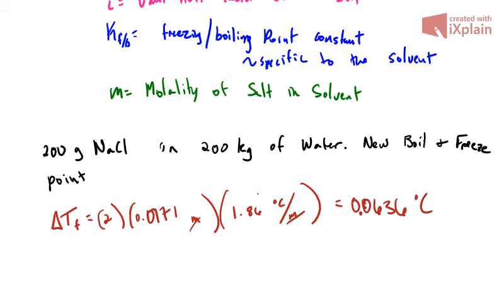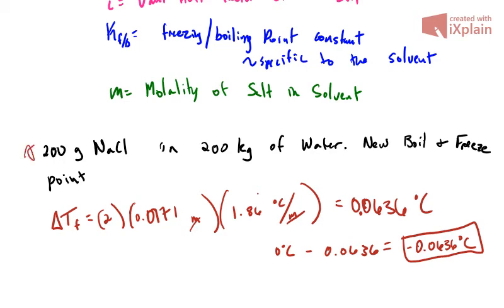Now that is the change to the freezing point, and we know it is a freezing point depression. The freezing point of water is 0 degrees Celsius, and if it's a freezing point depression, that means the freezing point is going to decrease, and so we have to do minus 0.0636, and that is just negative 0.0636 degrees Celsius. There you go. Okay, there's the new freezing point for this solution.